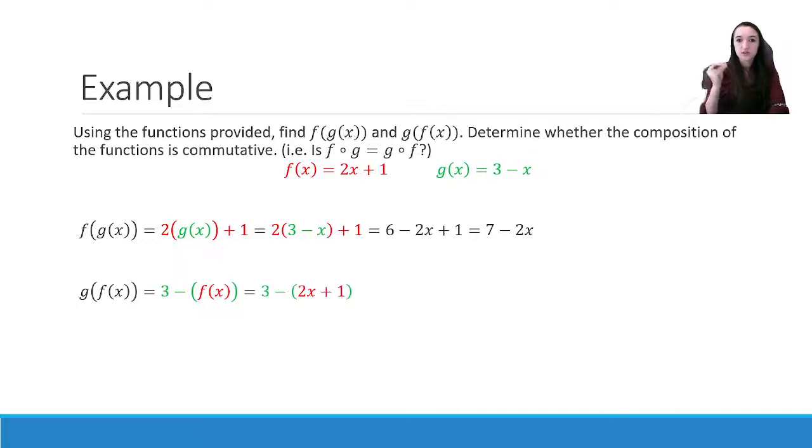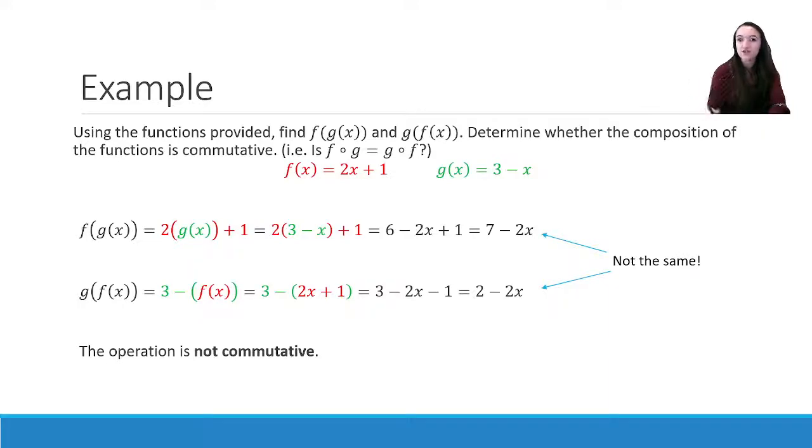Or in other words, 3 minus 2x plus 1. Remember, once again, distribute that negative, so that's 3 minus 2x minus 1, which is then simplified, combining like terms, to be 2 minus 2x. Notice that they're not the same because the operation is not commutative.